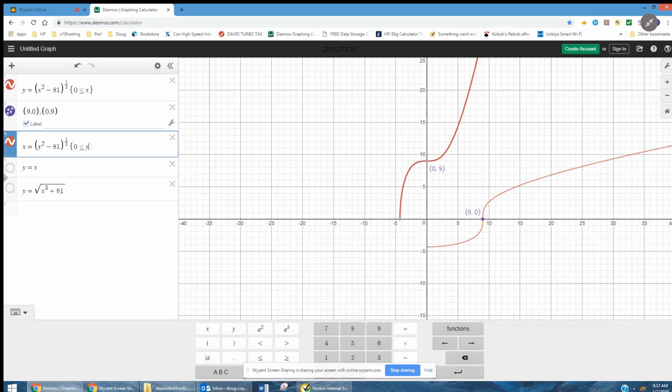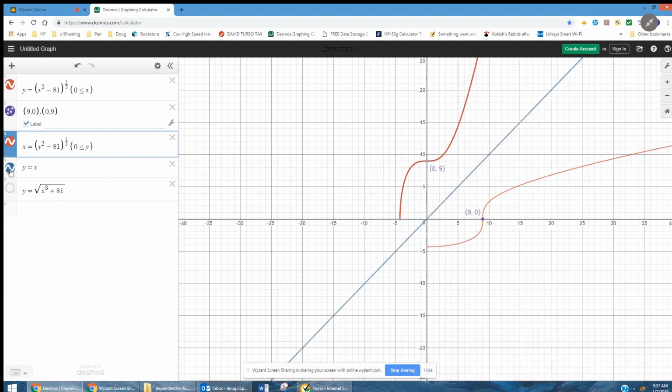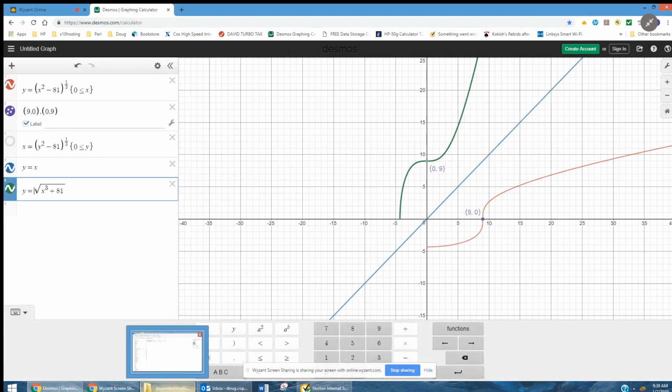And a function and its inverse are reflections of each other in the line y equals x, and that sort of looks to be the case. This is the definition of the function that's the inverse, and you can see that it matches this one right here. Identical. So the question is, how do we get this definition, y equals the square root of x cubed plus 81? By the way, if I put a minus sign in front of it, you'll get the other half of the inverse function, but there's the positive half.